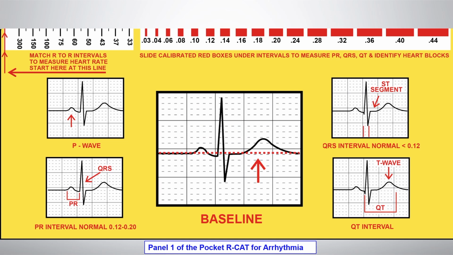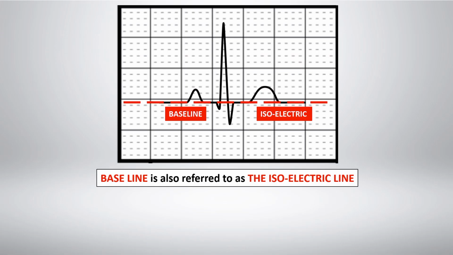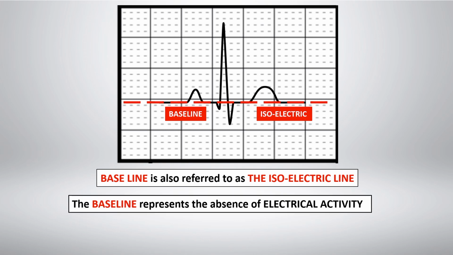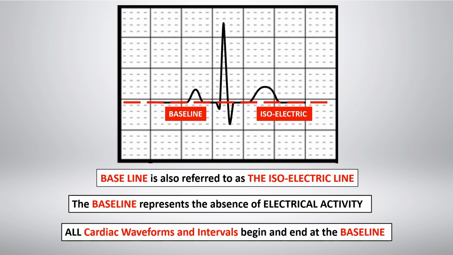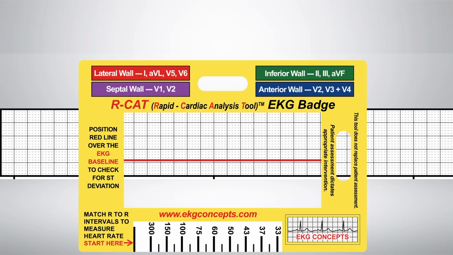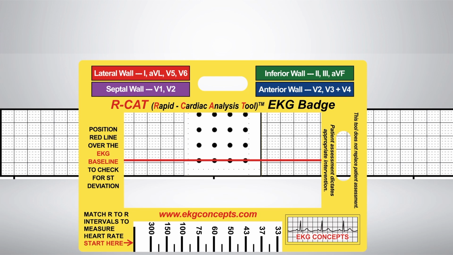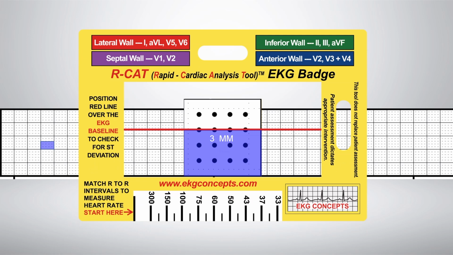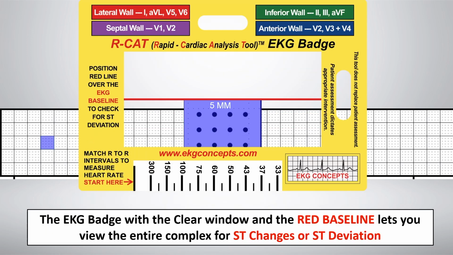Let's understand the baseline. The baseline is also referred to as the isoelectric line. The baseline represents the absence of electrical activity. All cardiac waveforms and intervals begin and end at the baseline. Here we'll illustrate measuring electrical amplitude using the EKG badge. The EKG badge, with the clear window and the red baseline, lets you view the entire complex for ST changes or ST deviation.